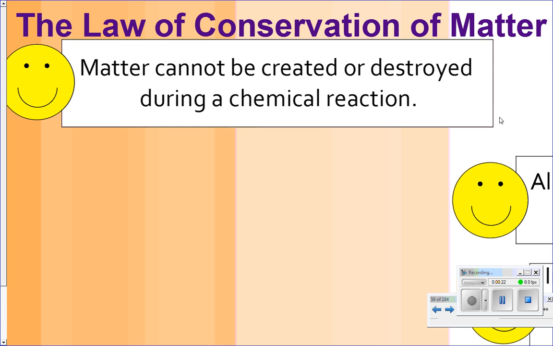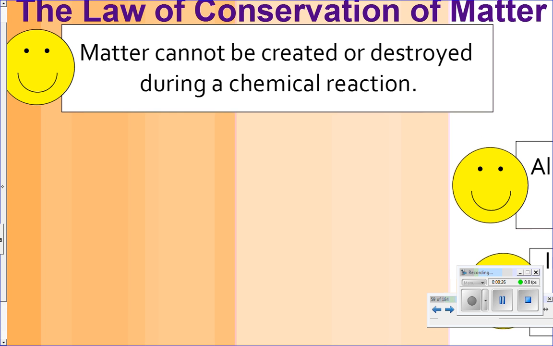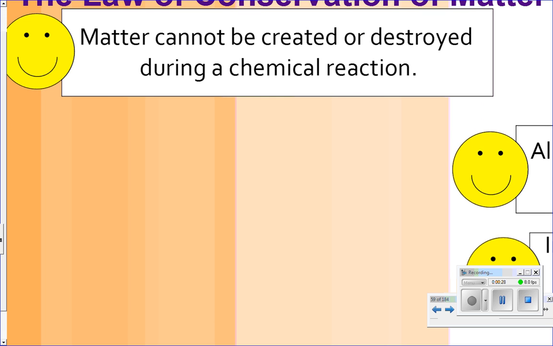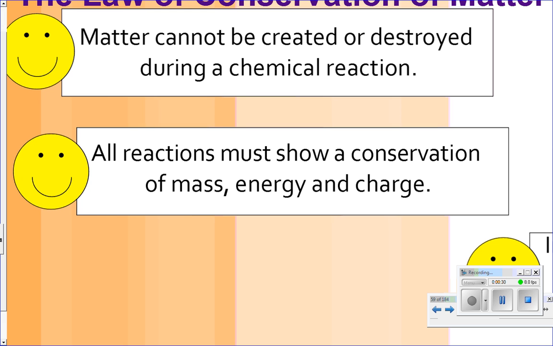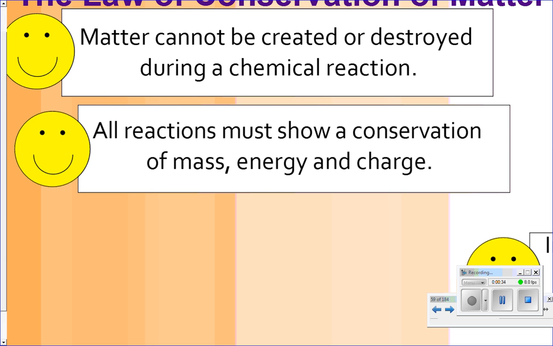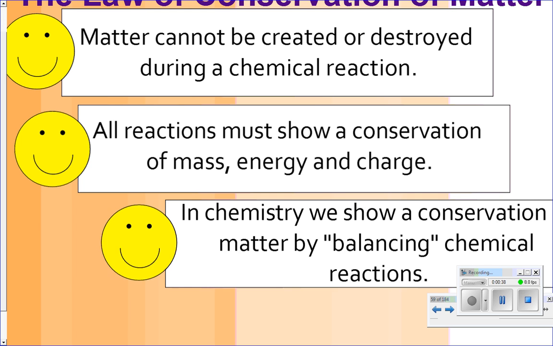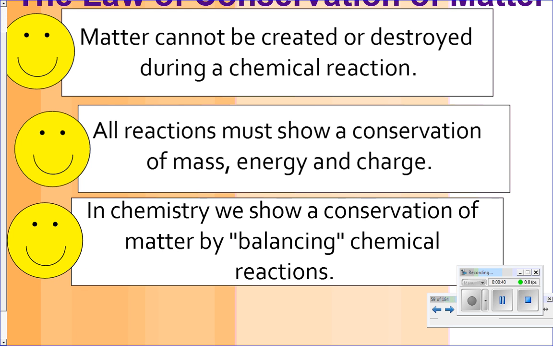What this law says is matter cannot be created nor destroyed during a chemical reaction. All reactions have to show a conservation of mass, energy, and charge, which is why we balance them. So we're going to demonstrate this conservation of each of these things by balancing chemical reactions.